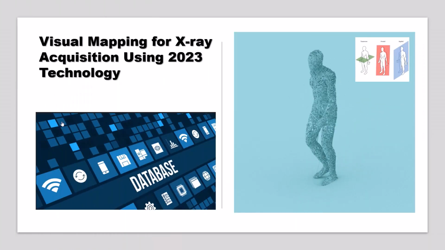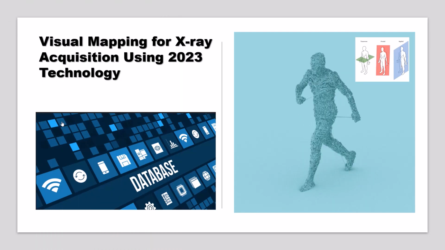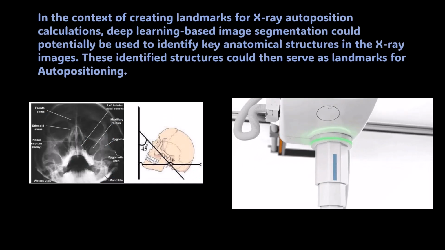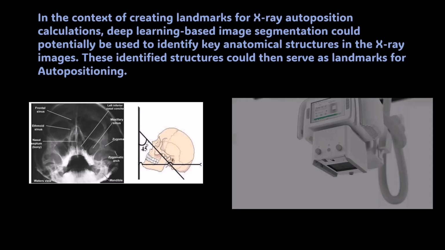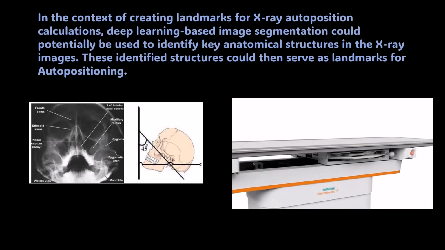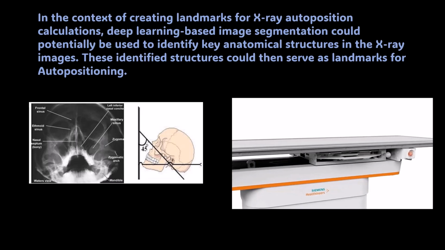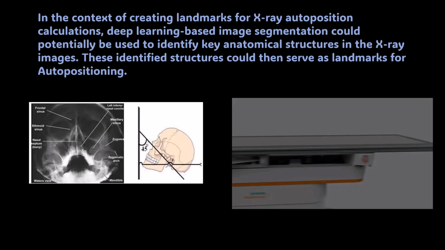Let's explore visual mapping for X-ray acquisition using 2023 technology. Deep learning-based image segmentation could potentially be used to identify key anatomical structures in the X-ray images. These identified structures could then serve as landmarks for auto-positioning.